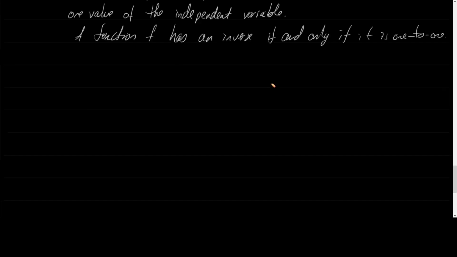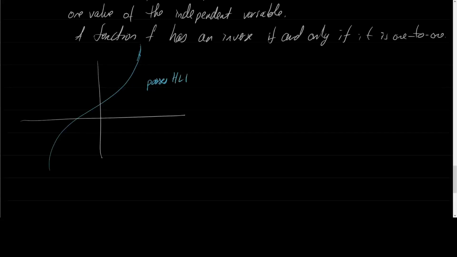So, for example, if I had a function like this, right? This passes the horizontal line test, because no matter what horizontal line I draw here, it would not hit the function at more than one point, all right? So this passes the horizontal line test. Therefore, this would actually have an inverse. This function would have an inverse.